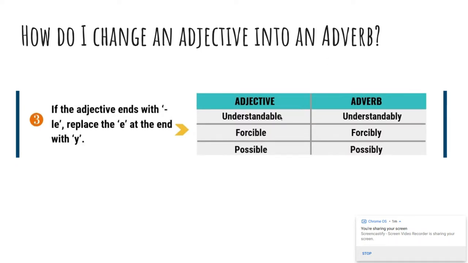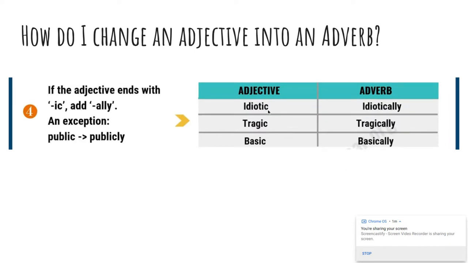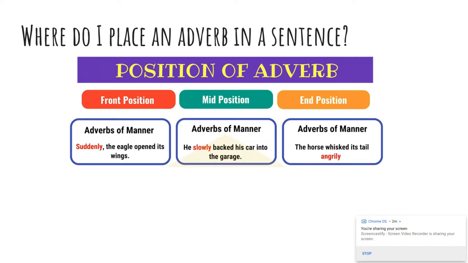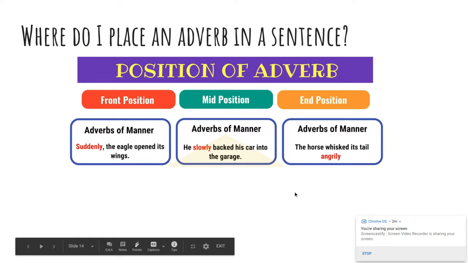If it ends with E or LE, we're going to be replacing the E with a Y, and it will become understandably, forcibly, and possibly. If it ends in IC, we're going to add ALLY. And there are some adverbs that don't change at all, but most of the time, the adverbs will be ending in ly. Remember, we can place an adverb in the beginning, the middle, or the end of a sentence, but most of the time we use the middle and the end positions.